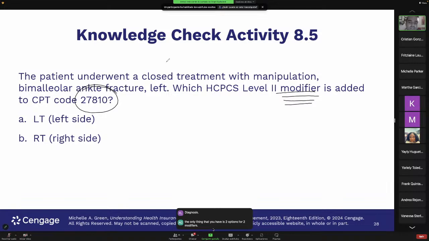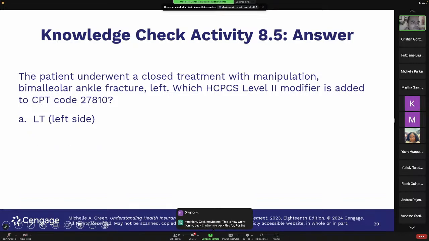Cool, maybe not. This is how we're gonna practice when we practice for the exam. We're gonna break down the questions to the core of the question, to its components.